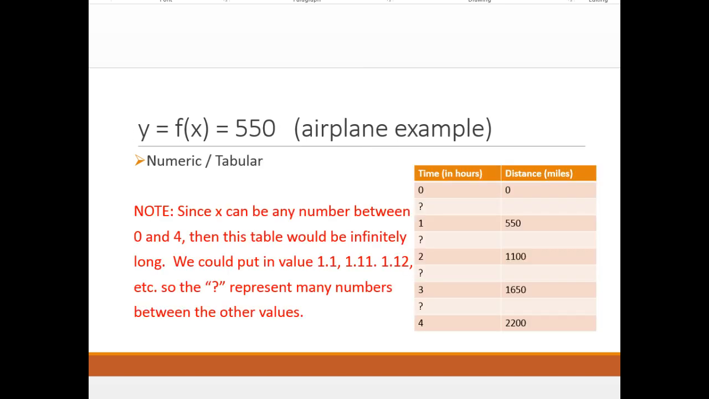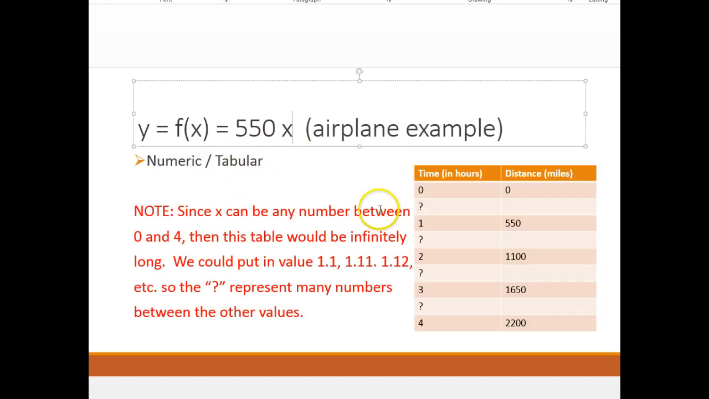If you wanted to look at tabularly how you would describe it, you would look at a set of tables, your inputs and your outputs in 2 separate columns. Now, we know x goes between 0 and 4, however, this is not a discrete function. In other words, it doesn't just have values for 0, 1, 2, 3, and 4. Notice I left question marks here.